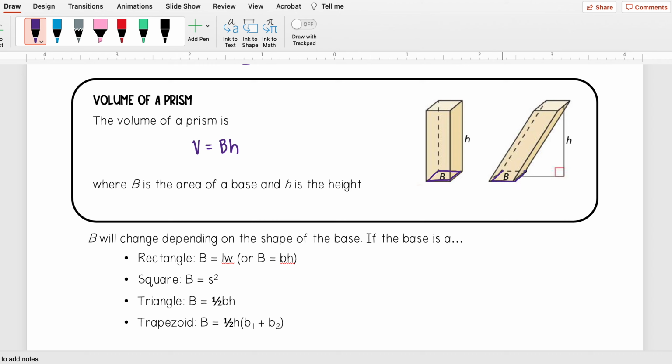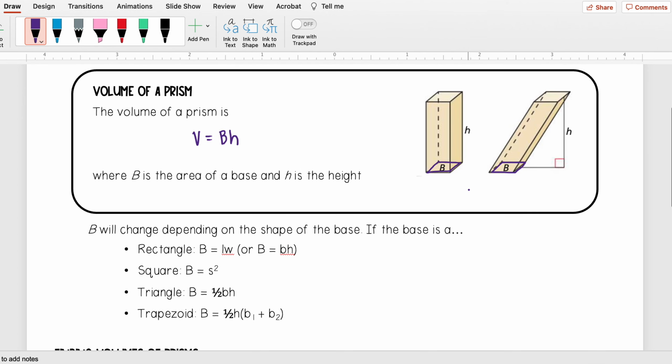Same thing here. So when finding the volume of a prism, it's really important to recognize what your base is so that you can find the area of it and then multiply it by its height. And so B will change depending on the shape of the base.